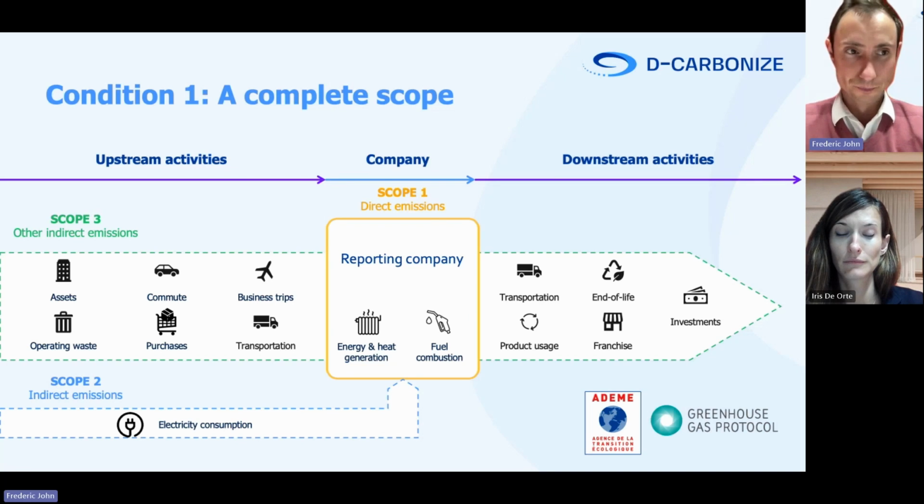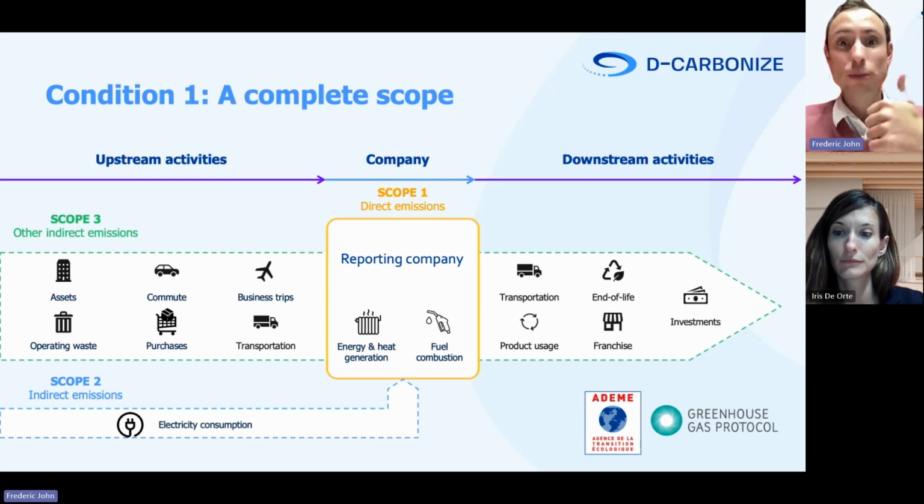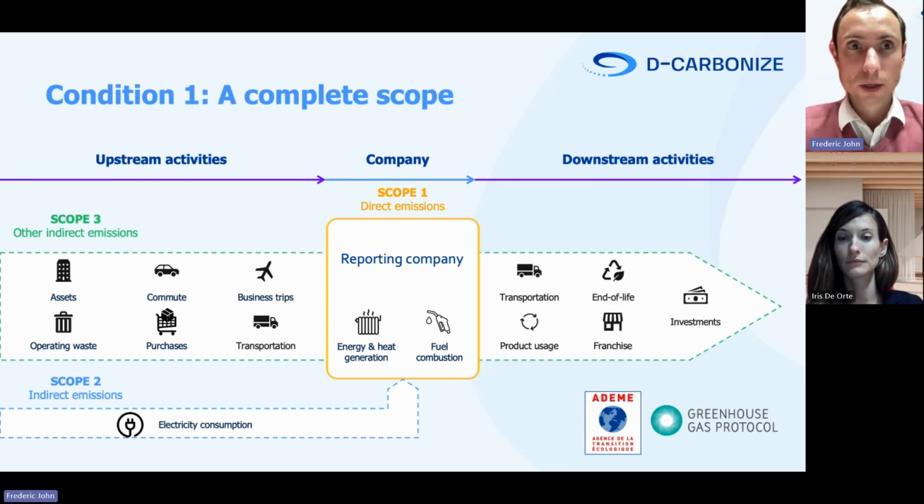I mentioned accurately and completely because those are the two conditions to have a good carbon footprint assessment. So if you need to remember something about carbon accounting, you need to meet two conditions. One, it needs to be complete, and two, it needs to be accurate. Let's start first with the completeness aspect. The completeness aspect requires measuring CO2 emissions at a complete scope. And there are three scopes.